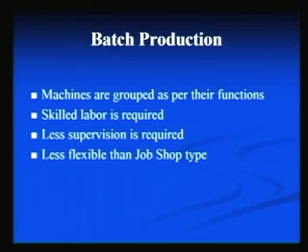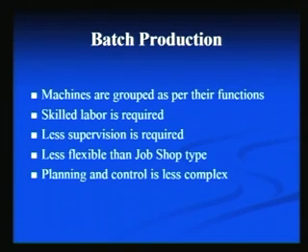Planning and control is less complex if we compare this with the job shop type of system. The reason is very simple, because the product is identical in nature. So, the amount of planning and control which we need is less, and due to this the same planning and control system can be used again and again for similar types of products.